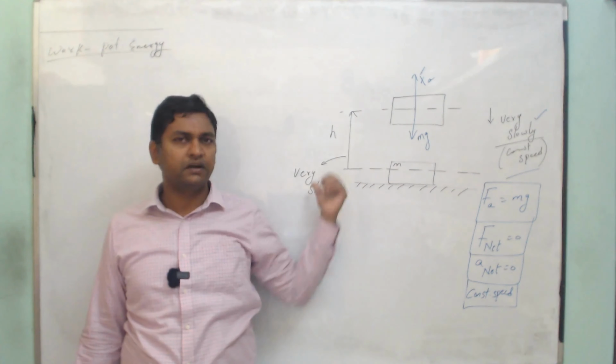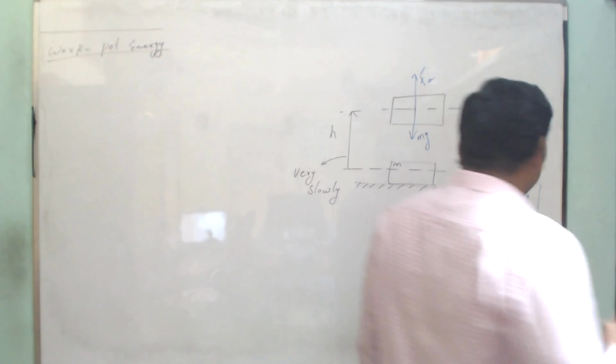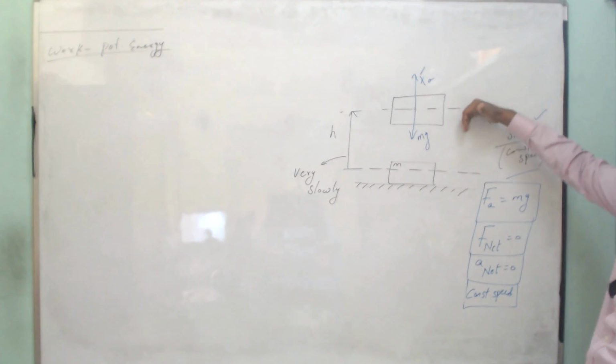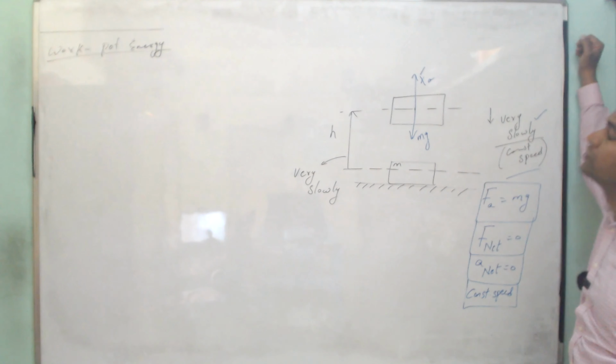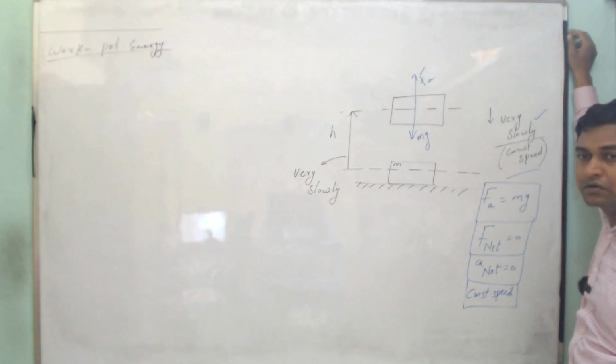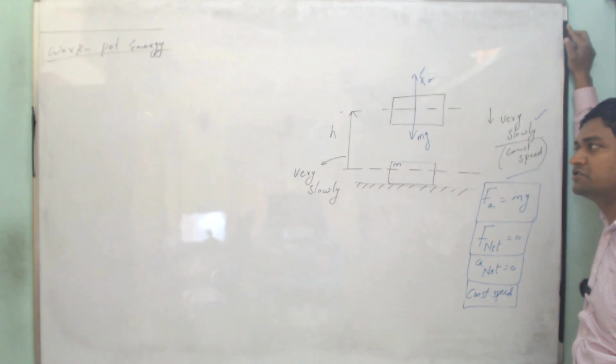Yes, sir. Then we will come back to the journey while going up. So in the journey while coming down, what is the reason why it is coming down? Because it has energy stored. Because it has potential energy stored.